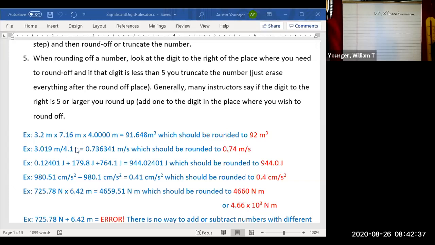When I add numbers, notice they all have to have the same unit. Notice all these have the units of joules. And this number actually has 5 decimal places. This one has 1 decimal place, and this one has 1 decimal place, which means we have to round the answer to 1 decimal place.